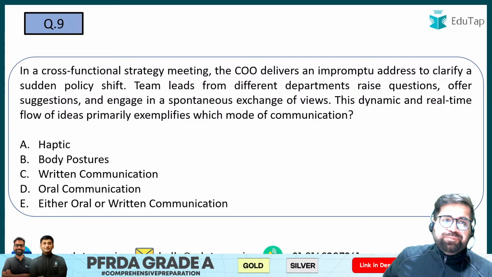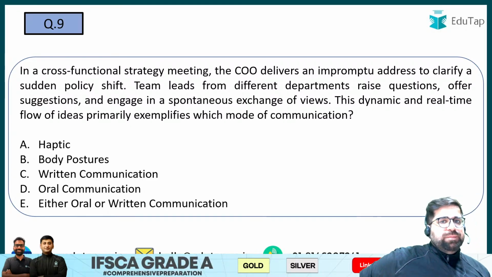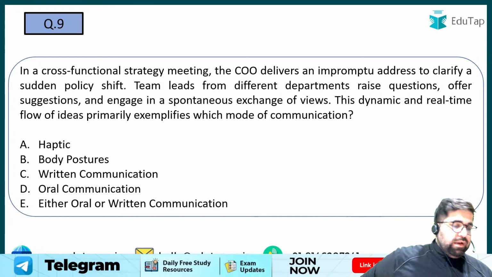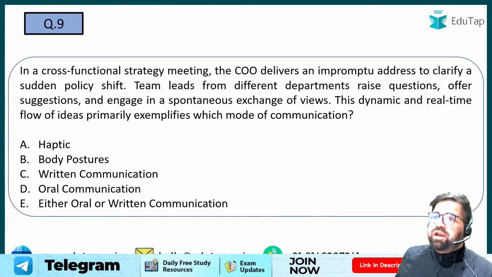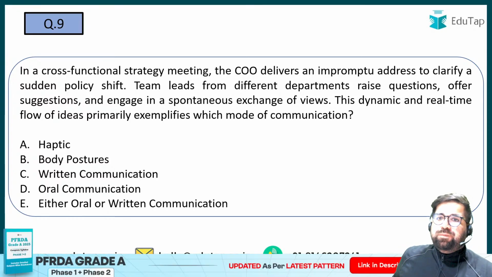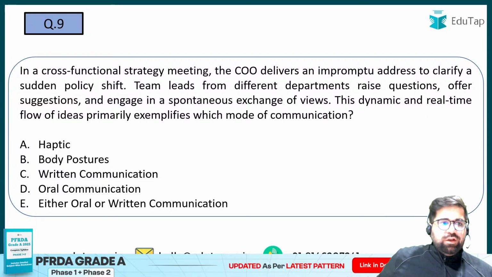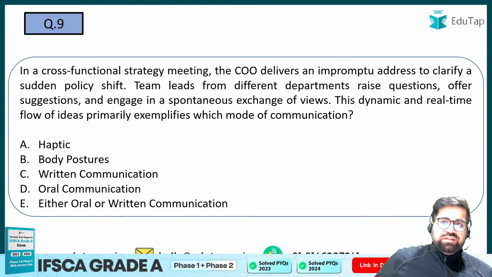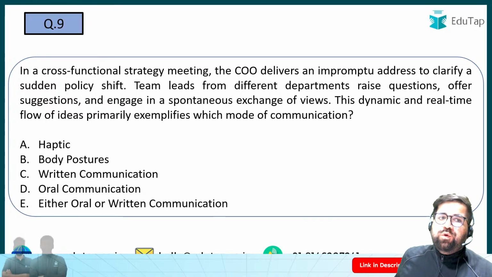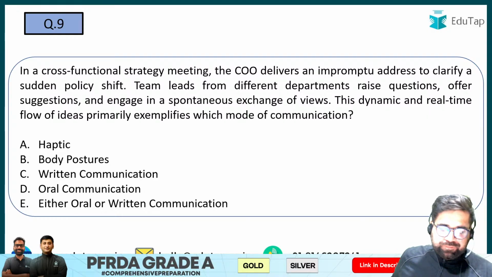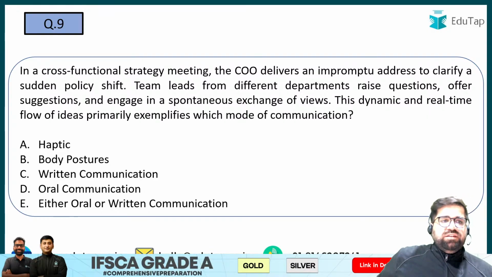Question number 9. In a cross-functional strategy meeting, the COO, Chief Operating Officer, delivers an impromptu address to clarify a sudden policy shift. Team leads from different departments raise questions, offer suggestions, and engage in a spontaneous exchange of views. This dynamic and real flow of ideas primarily exemplifies which mode of communication? Please try to answer this question.